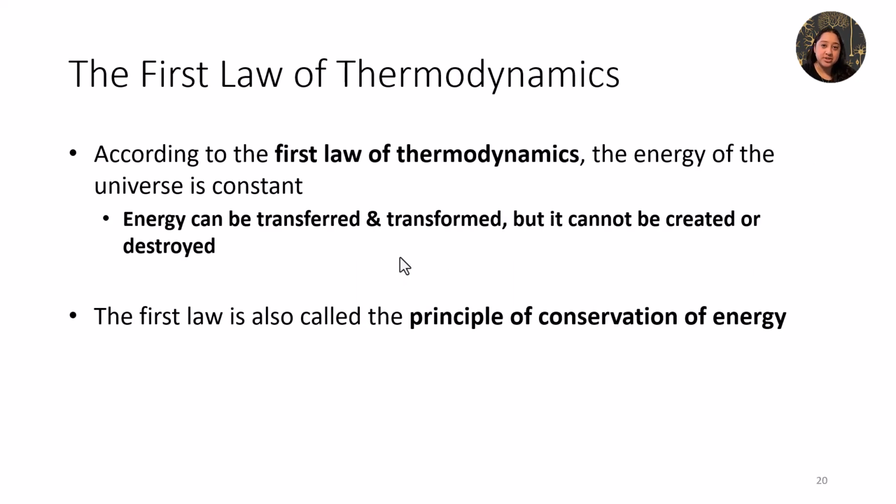Okay, so coming back to the laws of thermodynamics, according to the first law of thermodynamics, the energy of the universe is constant. Energy is just transferred and transformed, but it cannot be created or destroyed. So the first law is also called the principle of conservation of energy, because there's still the same total energy in the universe. It's just transformed into different forms.